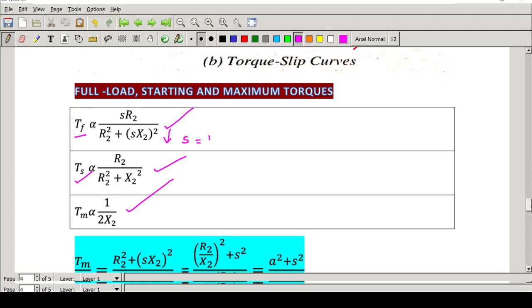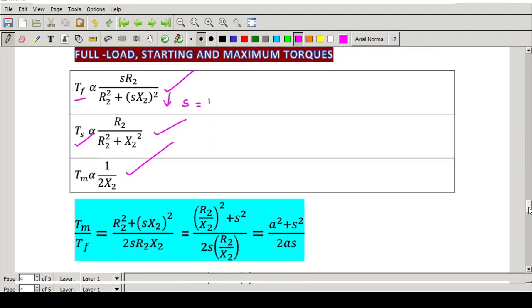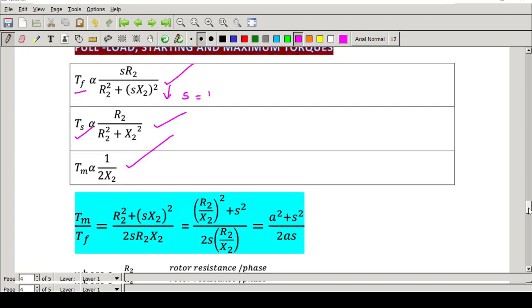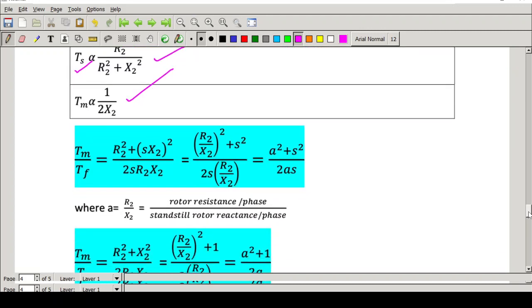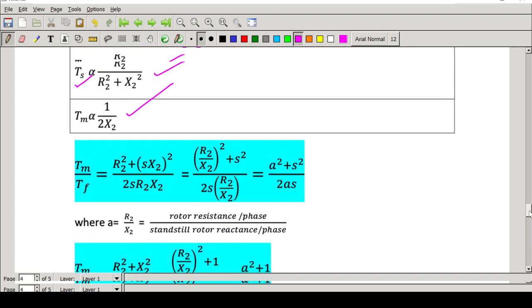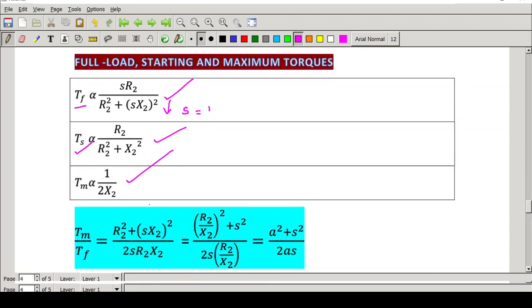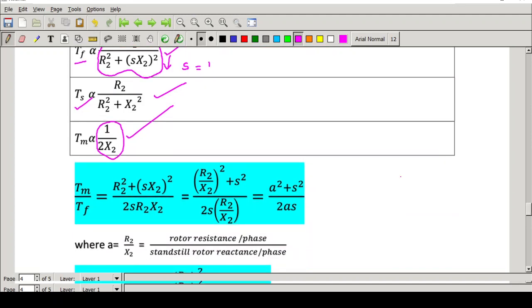Now what we are going to do is find some ratios: the ratio of maximum torque to full load torque, and the ratio of maximum torque to starting torque. It is very simple. We have the equation. Tm by Tf means 1 by 2 X2 divided by Tf. Tf is also given as R2 by R2 squared plus (S X2) the whole squared. So you divide it, and when you divide it, we will get something like this.